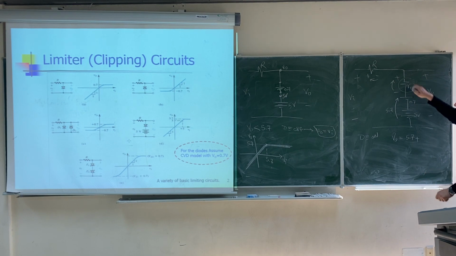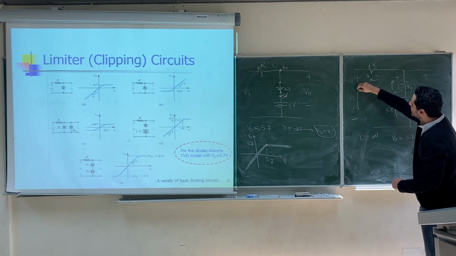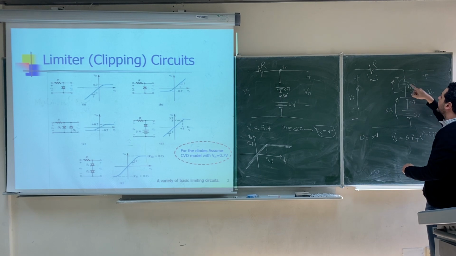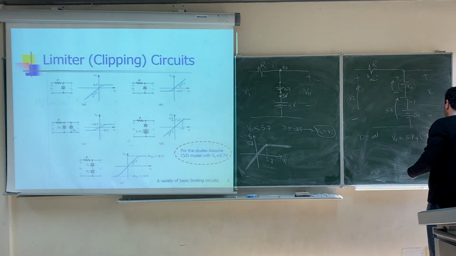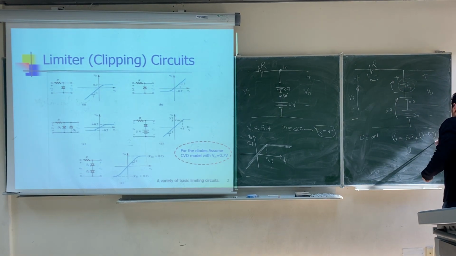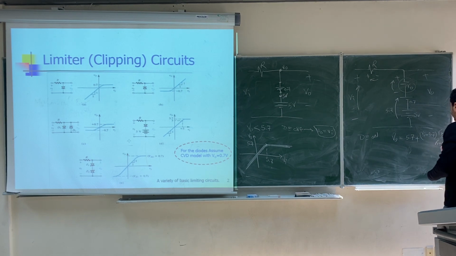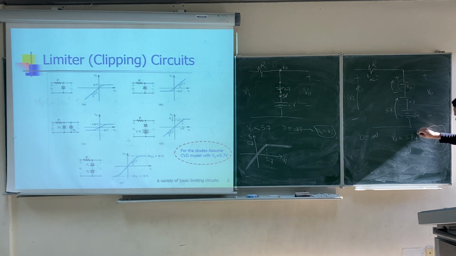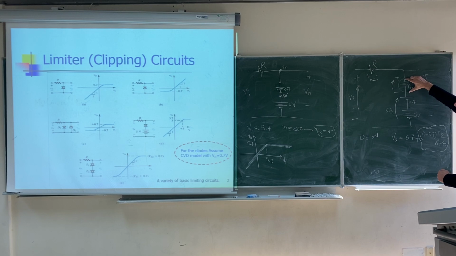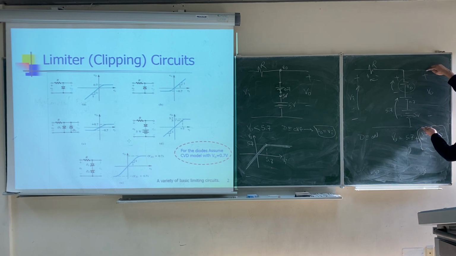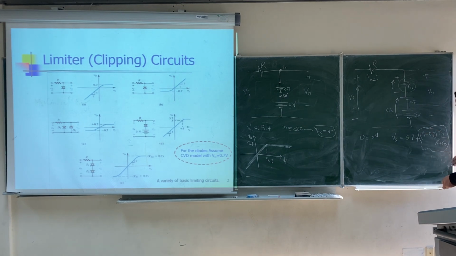So the voltage across this resistor will be V input minus 5.7, and then you multiply by this resistor over the sum. Multiply by RD over R plus RD. This part gives you only the voltage across this resistor. And then you add to it the 5.7 here. It gives you the output voltage complete.